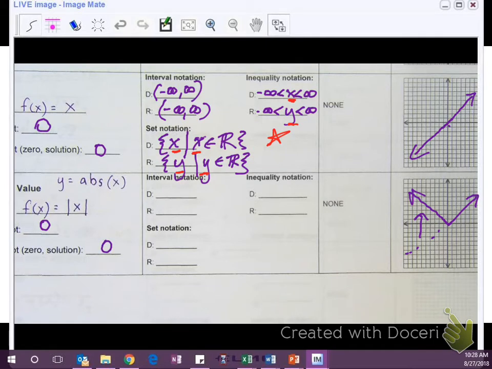Notice on this paper it says the x-intercept, in parentheses it says zero or solution. Those words are synonymous in their meaning. We use them differently in different contexts, but whether I say x-intercept or ask you where are the zeros or where are the solutions, all of those mean where does it cross the x-axis. So domain, it's going to the left forever and the right forever, so what is the domain? Negative infinity to positive infinity. And the same with the inequality.